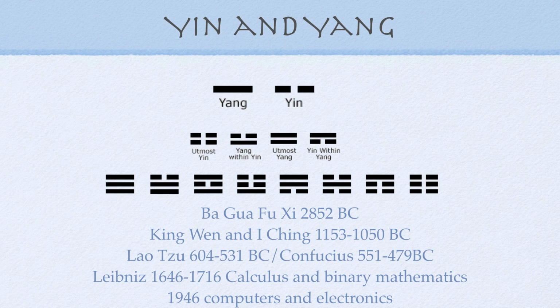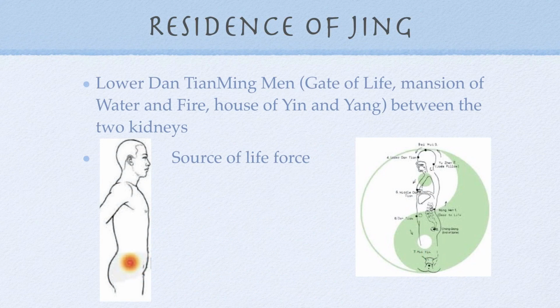So the Jing has a residence, or let's say that it corresponds to a certain part of the body. So that part is what is called the lower dantian. You find also Mingmen, which is called the gate of life, and you can see that on the drawing. So the lower dantian includes the abdomen, the knees, the legs. It's the lower part of the body. It includes also the kidneys, and Mingmen, the gate of life, is a point that we use a lot in acupuncture that is located between the two kidneys.